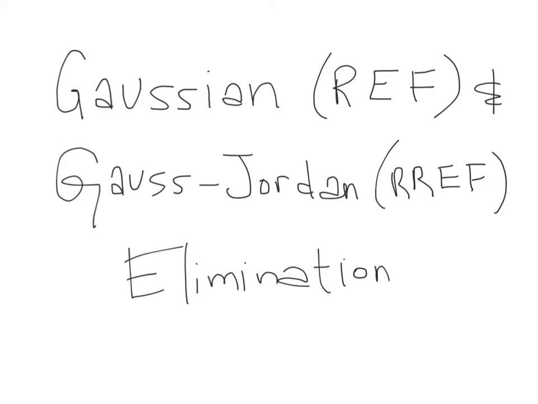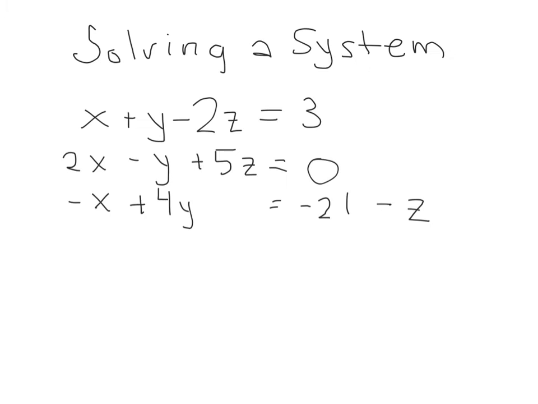This video is all about solving systems using Gaussian elimination and Gauss-Jordan elimination. Our goal is to solve a system. That means we're looking for the collection of variables, in this case x, y, and z, that would solve all three equations.